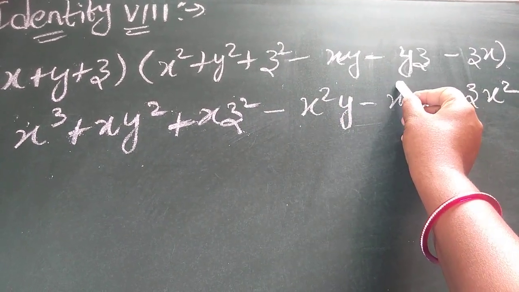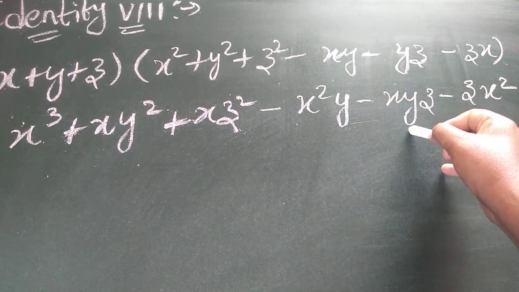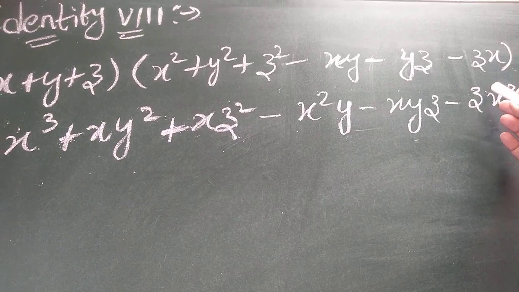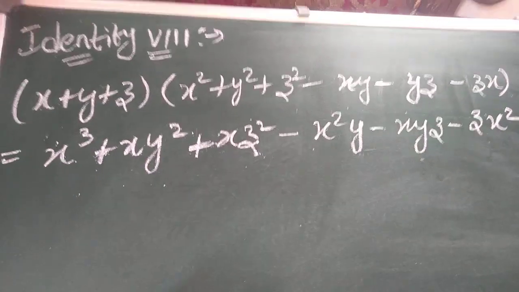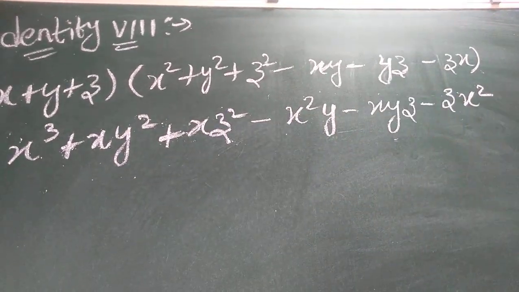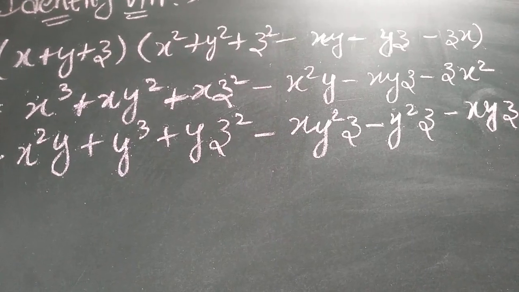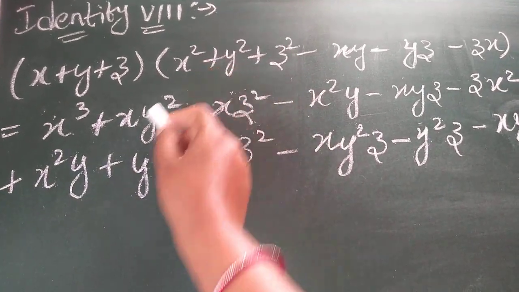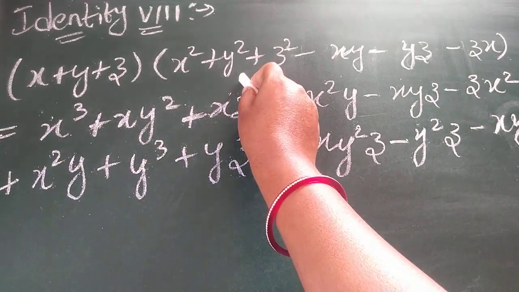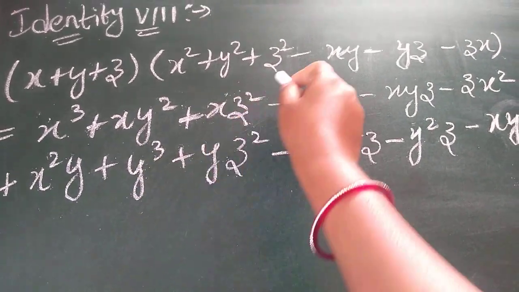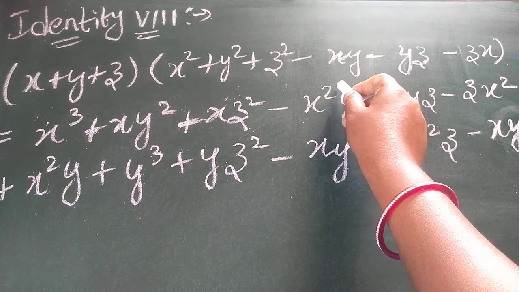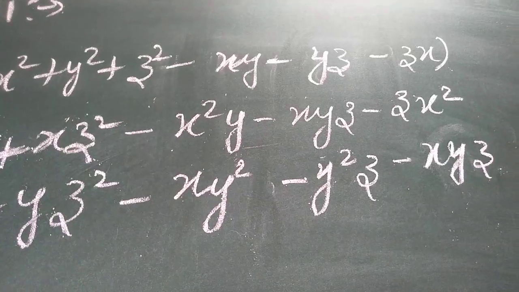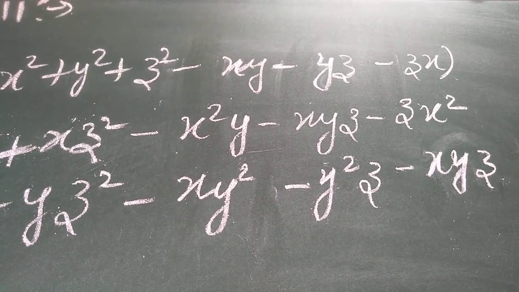Minus xyz is your next solution. Minus z, x square on multiplication with x. Now on multiplication with y, the whole bracket, let us see what you will get. Next, the same bracket multiplied with y: x square into y becomes x square y, y square into y will become y cube, yz square, x into y square, next is y square z, next is minus xyz.